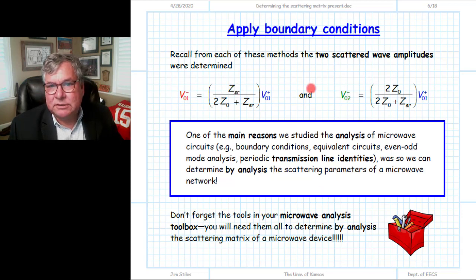So these are the results that we obtained from our analysis of that circuit. Again, we did this in Chapter 9. We did it 3 different ways and got the same answer every time. And we're going to start with this. We're not going to redo that analysis. We have this, and now what do we do?